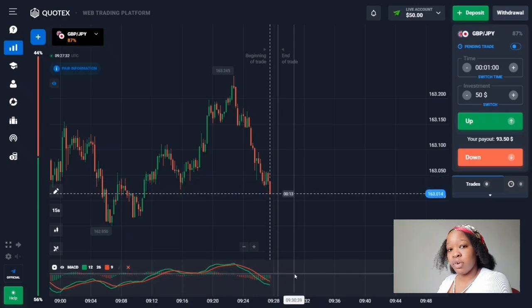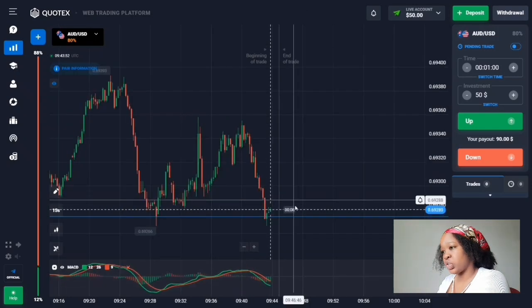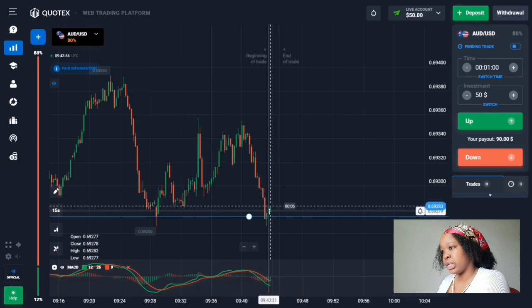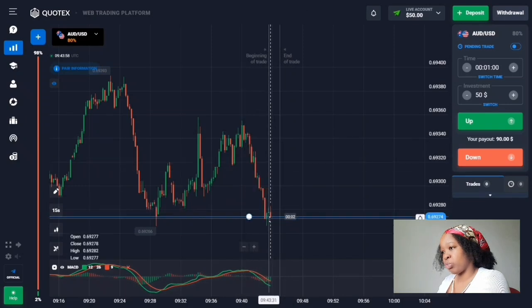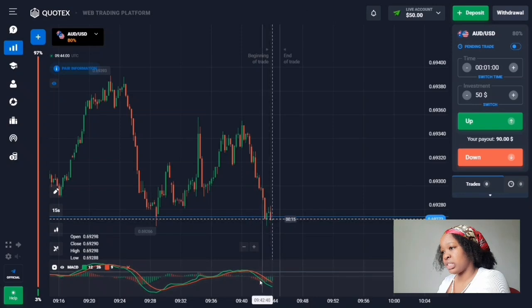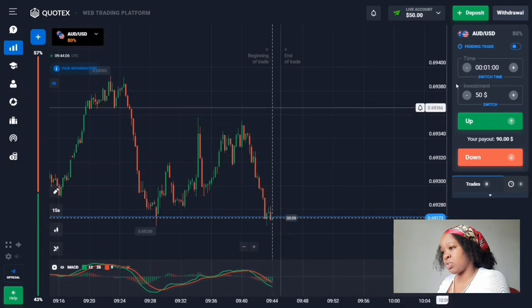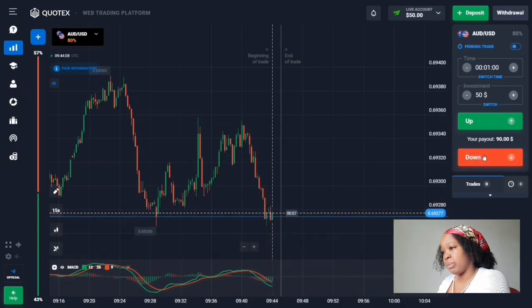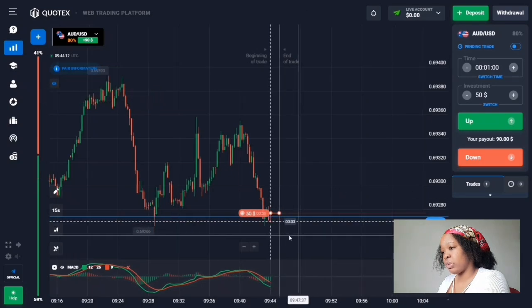So let's start with our very first situation for today. This is the first situation, and this is a level of support. The price has hit this level and is starting to break through it, and the moving averages have crossed the horizontal line from top to bottom. So here I think I'll enter the market with a down trade for 1 minute because I can see that price is breaking the level boundaries. So let me wait for the results of this trade.